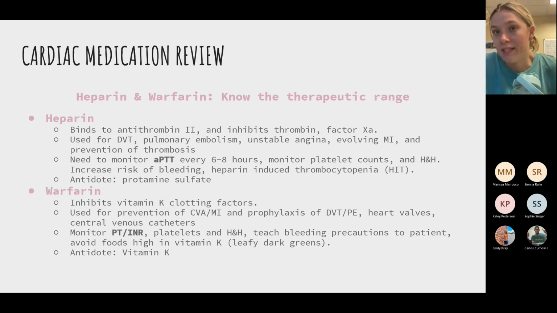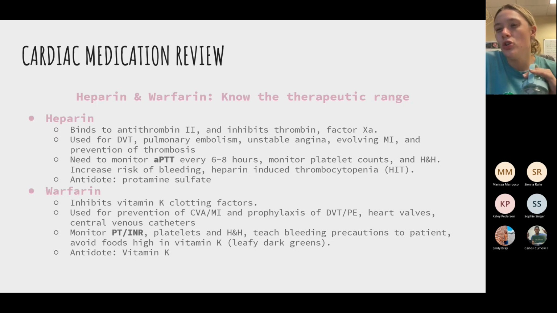Another drug we can give in place of heparin is Lovenox. Lovenox is a brand name, but it's also called enoxaparin. This is a low molecular weight heparin, and it's just safer for the patients. Okay, that's usually the shot you give in the tummy.